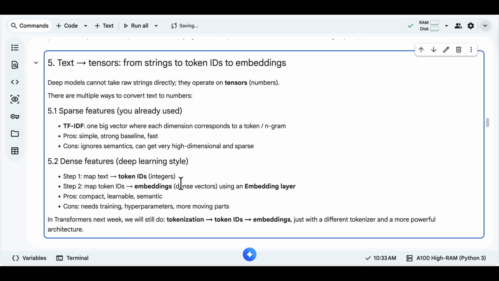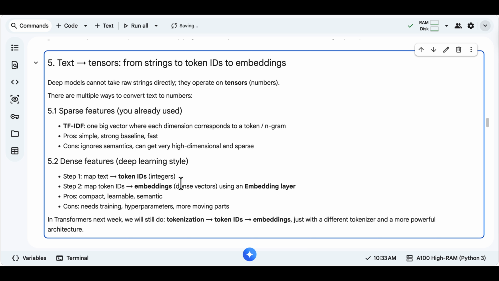They need tensors, which are structured arrays of numbers. Earlier in the course, we converted text into sparse vectors using term frequency inverse document frequency. Sparse means very high-dimensional with many zeros. Deep learning usually prefers dense representations. First, we map each token to an integer ID. Then we map each ID to a short dense vector called an embedding.